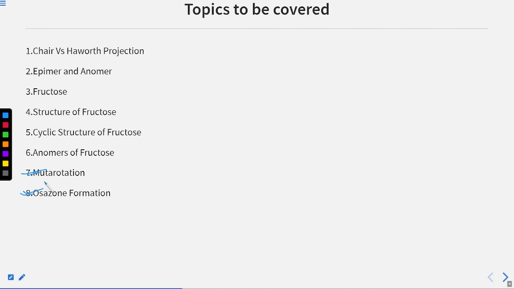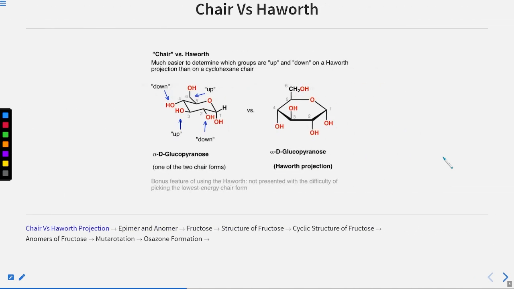So let us start today's class with a comparison of the chair and Haworth projection. This is the Haworth projection that we saw yesterday. I tried to draw the chair form also, but it was not clear with the help of the board. So I put up a picture here so that you can get a clearer picture of the actual chair form. So this is the Haworth projection, and this is the chair form of cyclohexane.